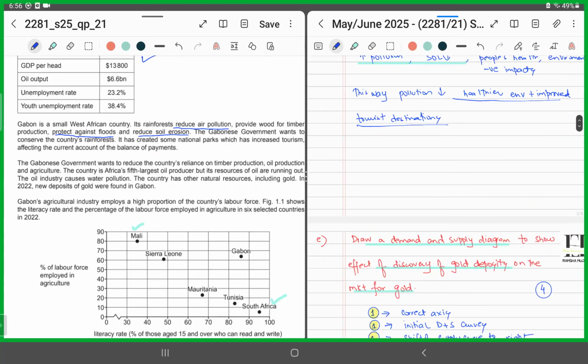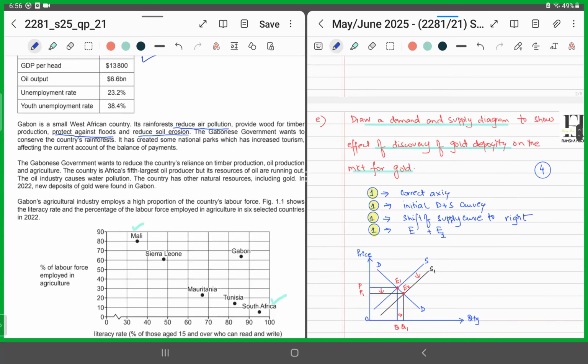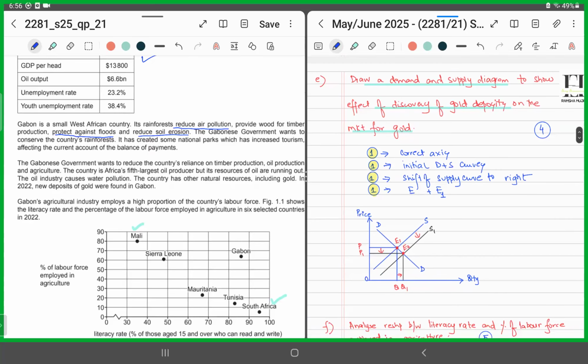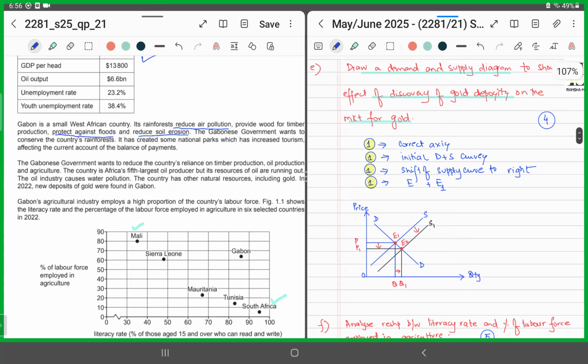Part E. Part E asks us to draw a demand and a supply diagram to show the effect of discovery of gold deposits on the market for gold. So now if the government, or the economy, has been able to extract more gold deposits, what should be the effect using the demand and supply diagram? You have to show that. So now it's a 4-mark question. How have they allocated the marks?